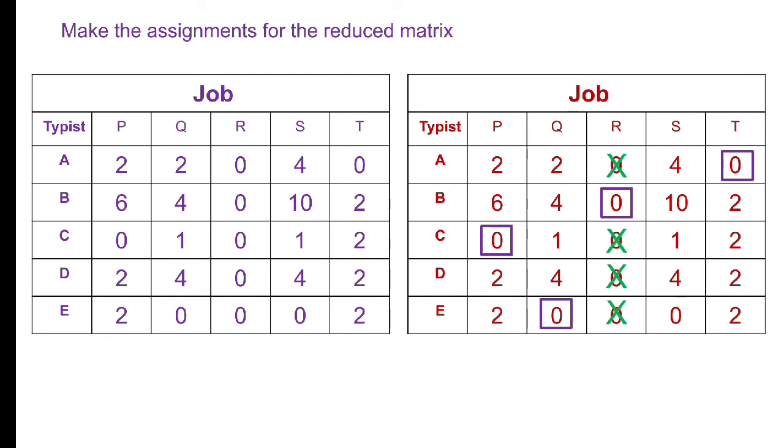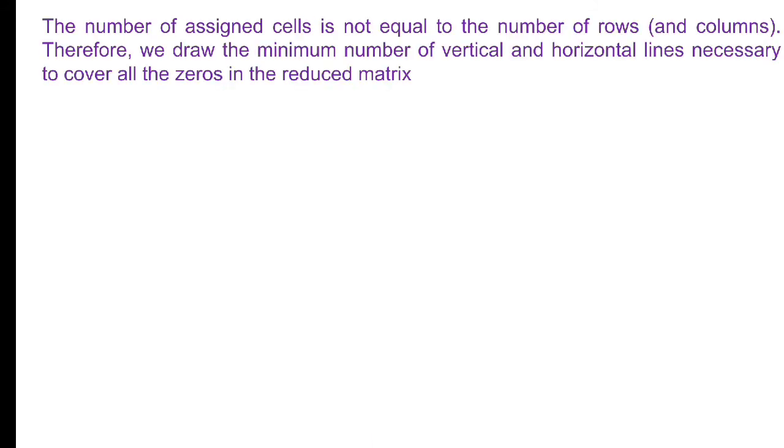Now how many zeros are assigned? 1, 2, 3, 4, but the order of the matrix is 5. So A B C D E, or P Q R S T, 5 is there, so this is not satisfied, then we go for finding the optimal solution. When the number of assigned cells is not equal to the number of rows or columns, we draw the minimum number of straight vertical and horizontal lines. So we need to draw that.